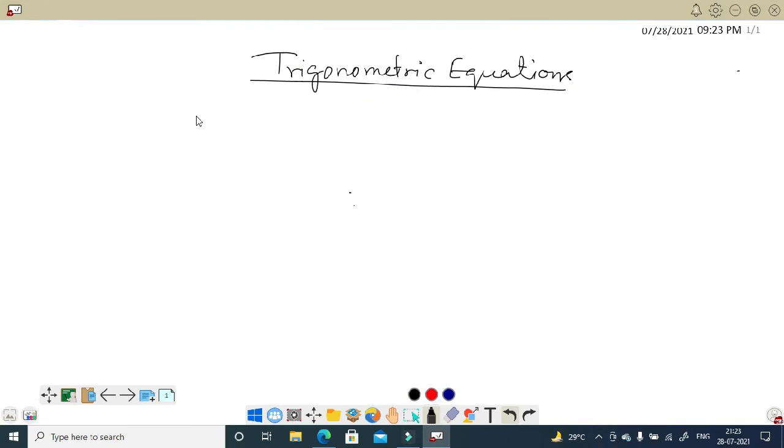Everyone, in this video we are going to discuss trigonometric equations. So we have seen equations like ax square plus bx plus c is equal to 0. These are called the quadratic equations. So what are these actually?